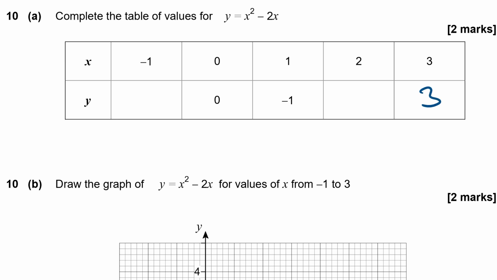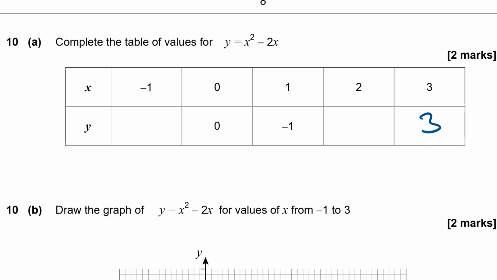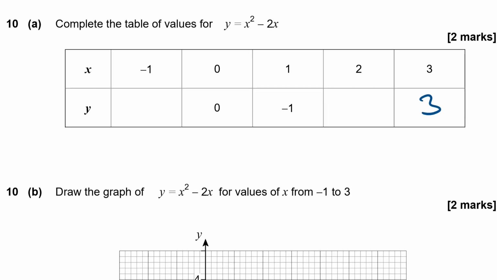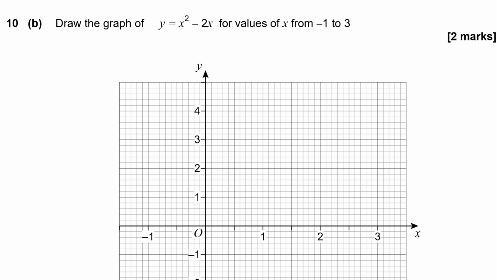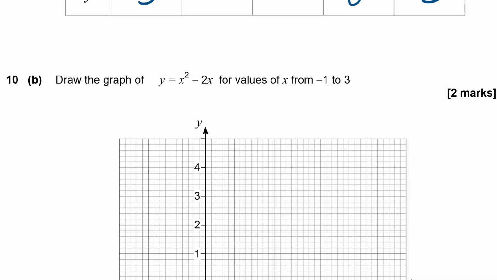If x is 2, then x squared is 4, take away 2 lots of 2, which is 4, gives me an answer of 0. Those 2 are given. And then if x is -1, squared is 1, take away 2 lots of -1 is +2, isn't it? So it's 1 + 2, gives me the answer 3. You can see that's kind of symmetrical around the point -1 in the middle there. So that gives me confidence because we know it's going to be a parabola. Right, so draw the graph next.